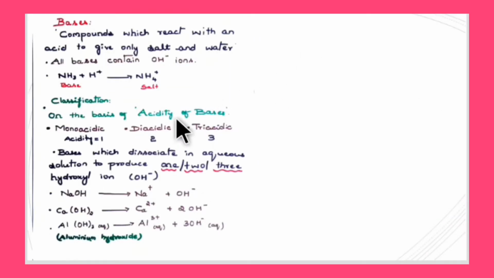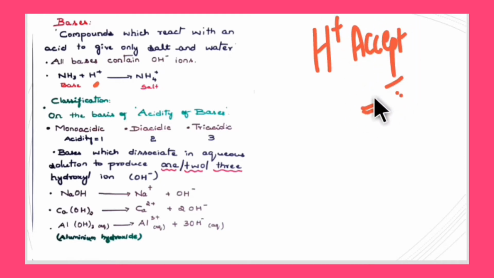Before moving to classification of bases, let us check the difference between alkali and bases. As we learned already, what are bases? A compound which reacts with an acid to give only salt and water. And all bases contain OH minus ion. And how do we get NH4 plus ions? When NH3 reacts with H plus ions, it gives NH4 plus. So, a base is a substance which can accept a proton. That H plus is accepted by the base. Base accepts H plus ions. This point is important, you have to remember.